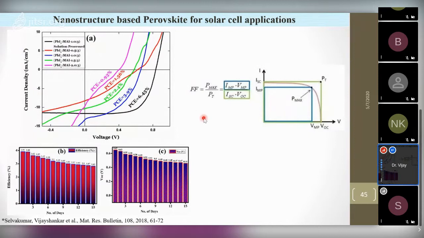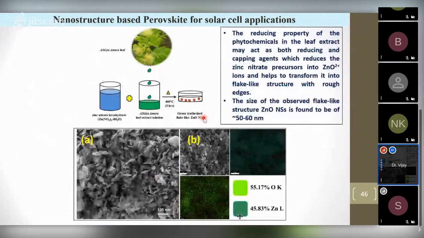So this is one paper we published in solar cell. In the second one, we have used zinc oxide nanoflakes, which are synthesized by green synthesis from Albizia amara leaf, and we get green synthesized zinc oxide flakes like this. Then zinc oxide and titanium dioxide are combined to make a whole transport layer in the multi-junction solar cell, in a perovskite solar cell.